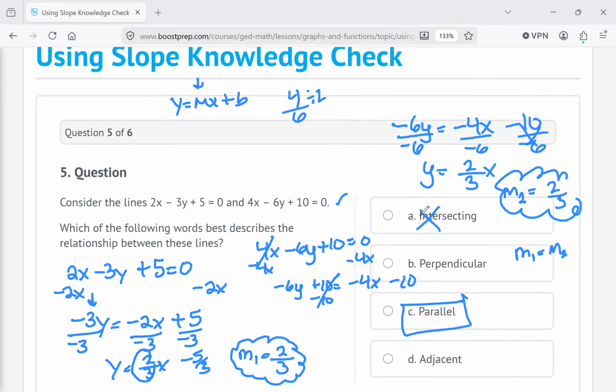So you could forget about A. You could forget about B because they're not perpendicular, and you can forget about D. Okay, so A to C.